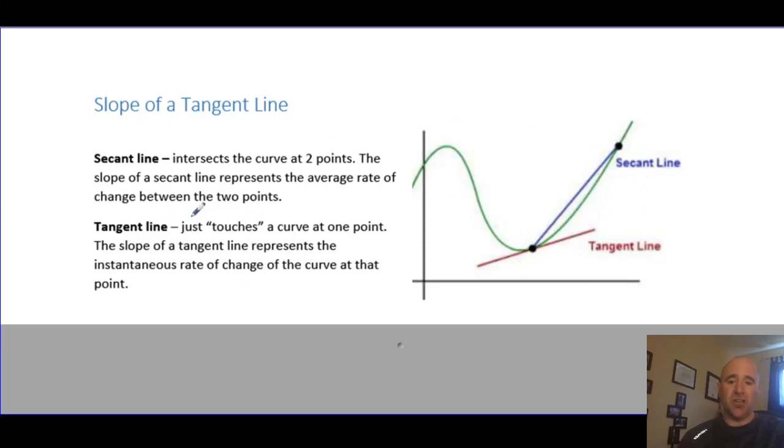A tangent line is a line that just touches the curve at one point. We can think of it as touching the curve at that point, but not necessarily crossing the curve, is one way of thinking about it. The tangent line represents the instantaneous rate of change at that point. So on the green curve, the slope of this tangent line will tell you the exact rate of change at this point. And then of course that rate of change changes as you move along the curve.